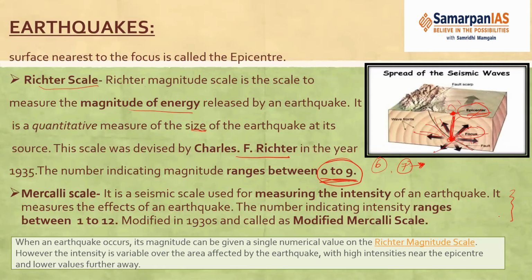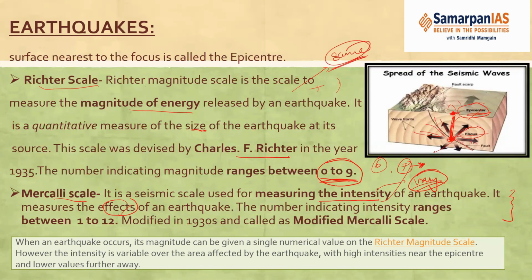Then there is another scale, which is the Mercalli scale. The Mercalli scale basically measures the intensity. Intensity means what the effect was in an area after the earthquake. The effect can be different in two different areas, so intensity can vary. The intensity of the same earthquake can vary because the effects after the earthquake can be different, but the magnitude of the earthquake will always be the same.